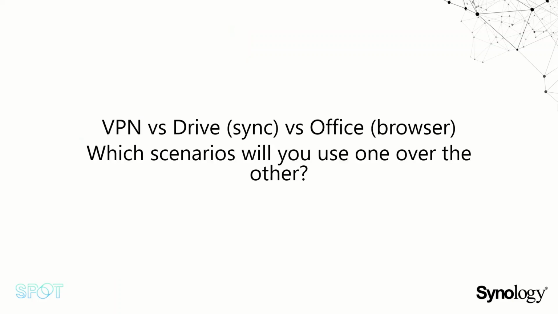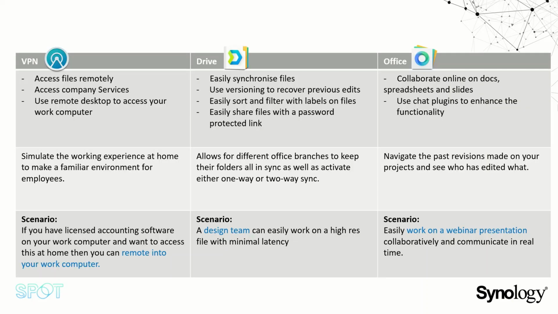So, VPN versus Drive versus Office. Which scenarios will you use one over the other? So, with the VPN, you can access the files remotely and access company services. You can also use the remote desktop to access your work computer, and this is useful to simulate a working experience at home and make a familiar environment for employees. So the scenario for this is if you have licensed accounting software on your work computer and you want to access this at home. So to do this, you can simply remote into your work computer.